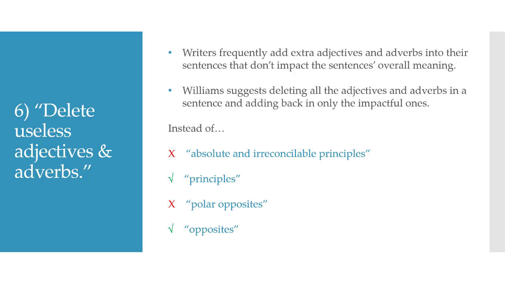Principle 6. Delete useless adjectives and adverbs. Writers frequently add these into their sentences, even though they don't impact the sentence's overall meaning. Williams suggests deleting all the adjectives and adverbs in a sentence and adding back in only the impactful ones. Instead of using absolute and irreconcilable principles, only use principles. And instead of using polar opposites, only use opposites.